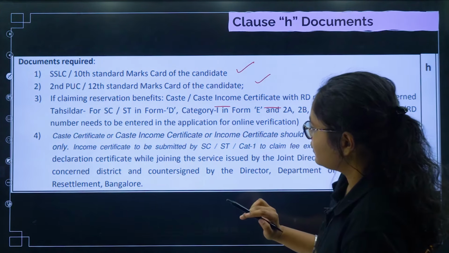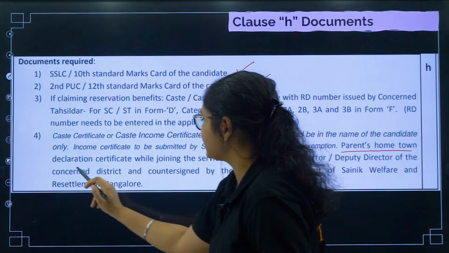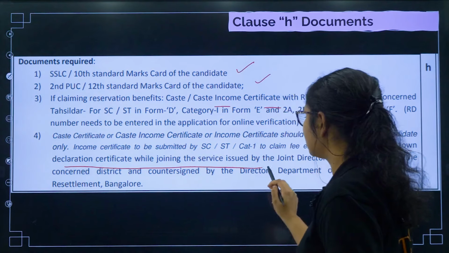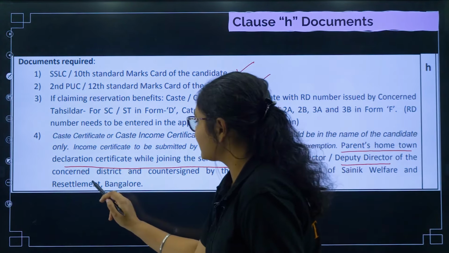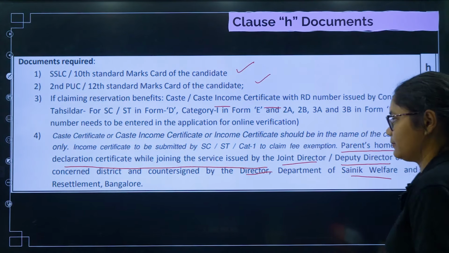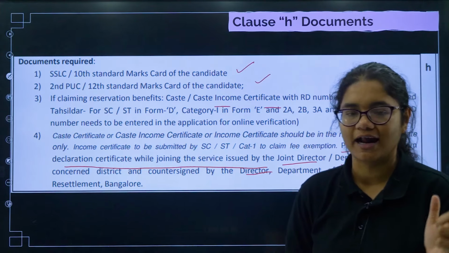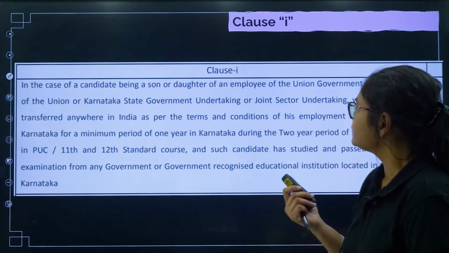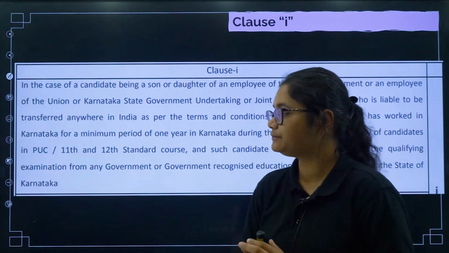Okay, here something important is the parents' hometown declaration certificate while joining the service, issued by the joint director, deputy director of the concerned district and countersigned by the director of Sainik welfare. Okay, so that your parents have claimed that they have the hometown in Karnataka, that certificate is required. So even if your parent were an ex-serviceman, still you are eligible.